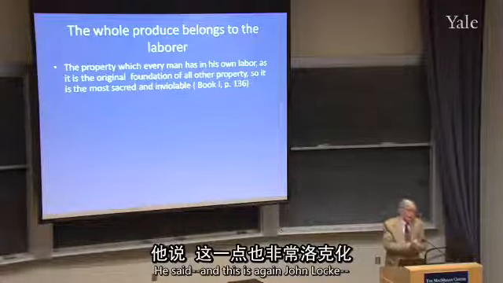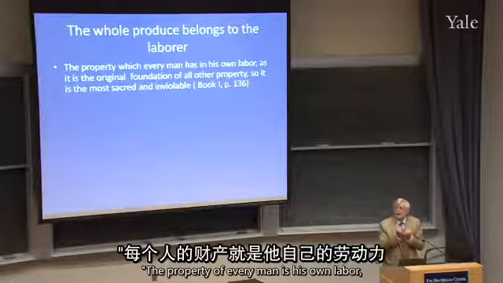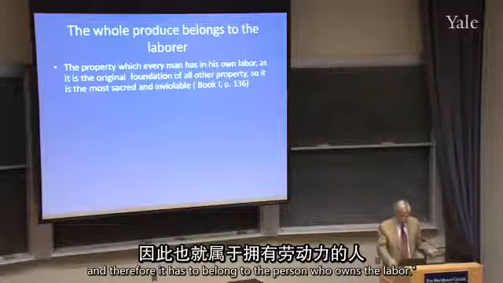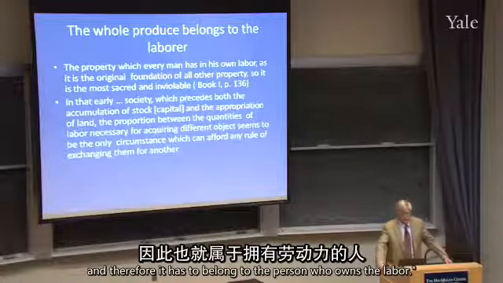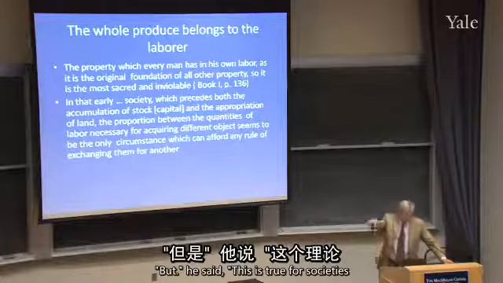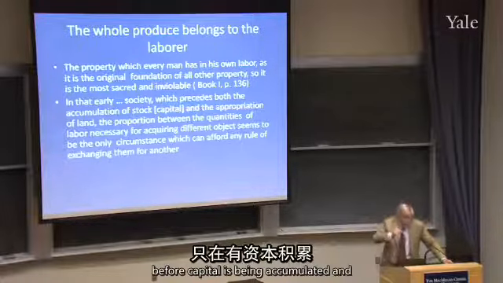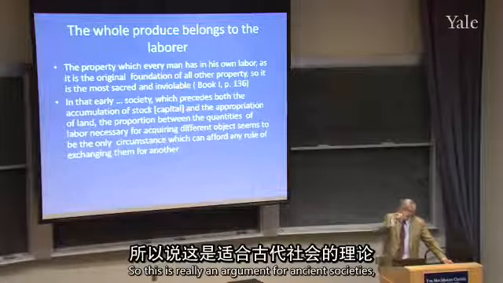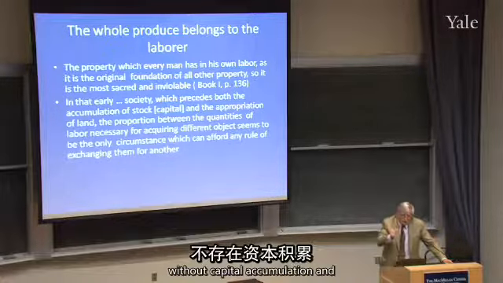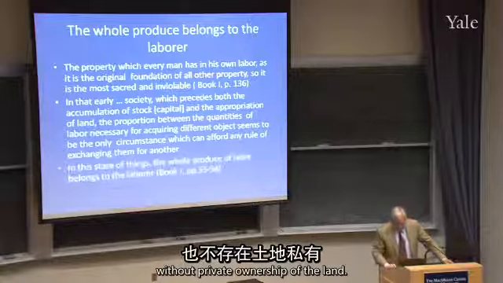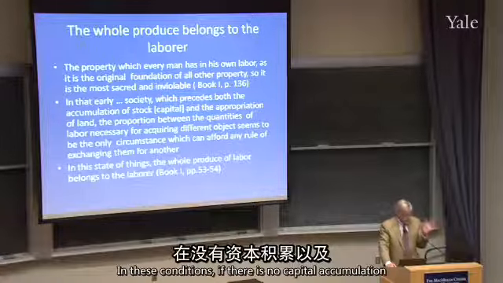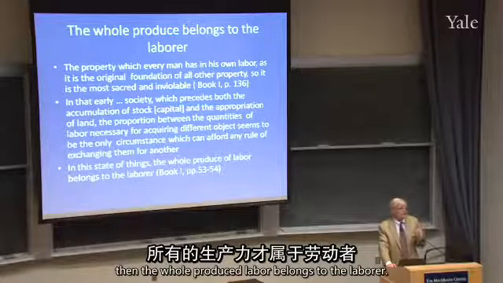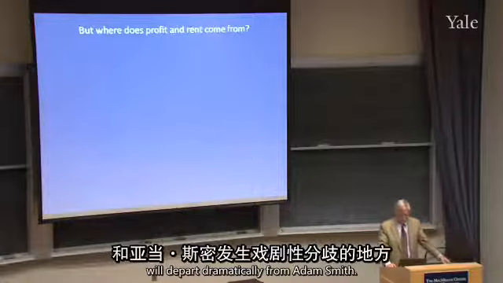He said, and this is again John Locke, right? The property of every man is his own labor, right? And therefore, every value is created by this labor, and therefore it has to belong to the person who owns the labor. But he said, this is true for societies before capital is being accumulated and before land is privately owned, right? So this is really an argument for ancient societies without capital accumulation and without private ownership of the land. In these conditions, land is commonly owned, and then the whole produce of labor belongs to the laborer. This is where Marx will depart dramatically from Adam Smith.